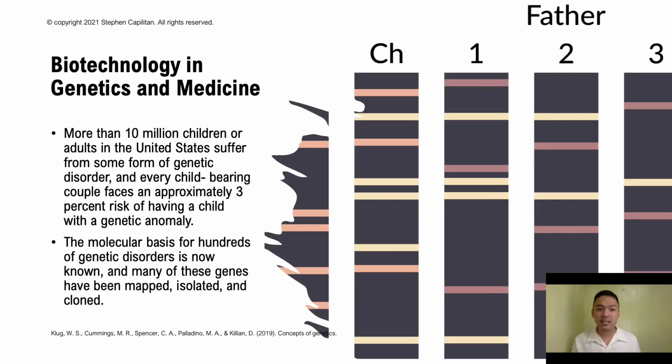In medicine and genetics, biotechnology is also used because more than 10 million children or adults in the US suffer from some form of genetic disorder, and every childbearing couple faces an approximately 3% risk of having a child with a genetic anomaly. The molecular basis for hundreds of genetic disorders is now known in OMIM, Online Mendelian Inheritance in Man. You can just check it out online. And these genes have been mapped, isolated, and even cloned.